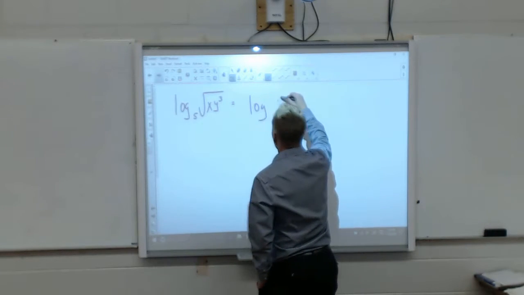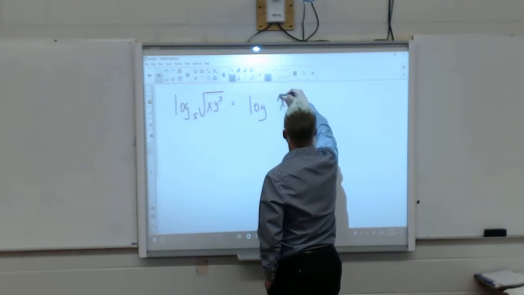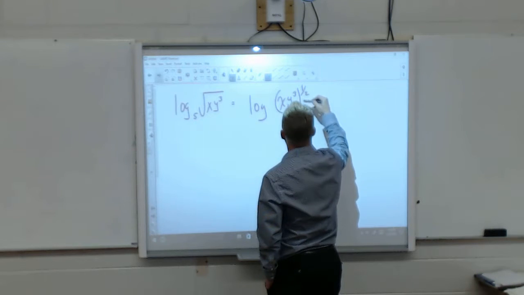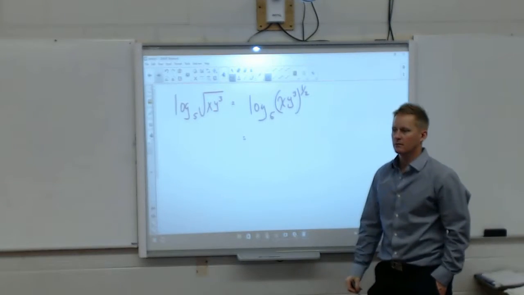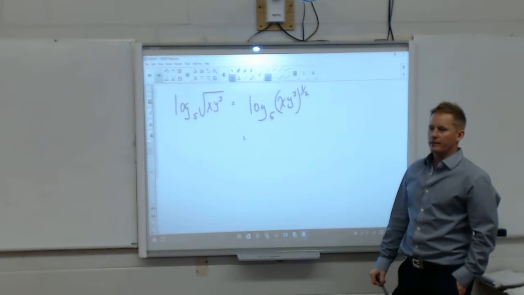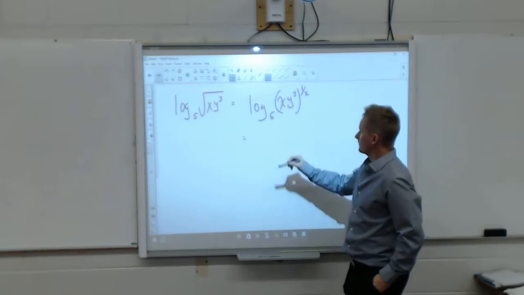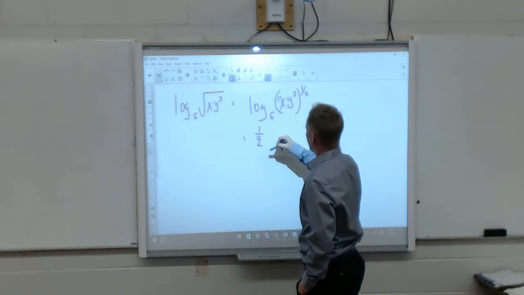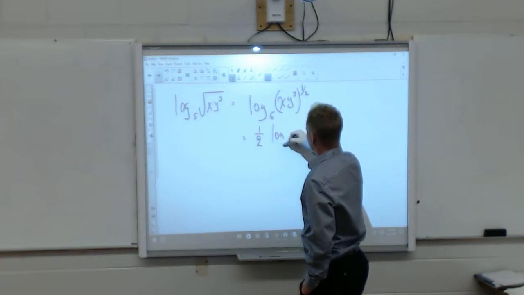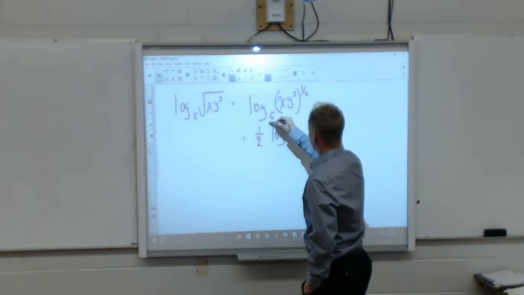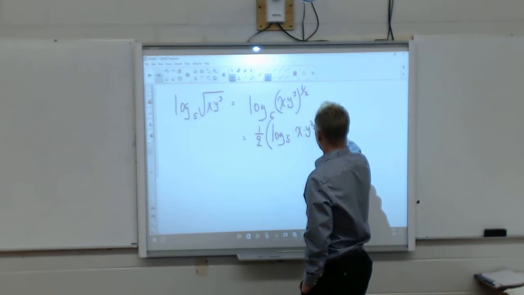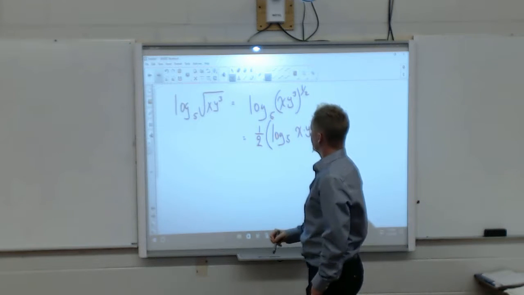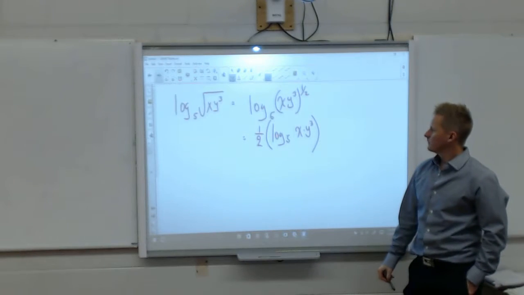Log of xy cubed to the 1/2 to the base 5 equals. Okay? Sure, I could do that. I would do that right away too. I like that actually, right? I'm going to do it like this though, okay? So far so good?